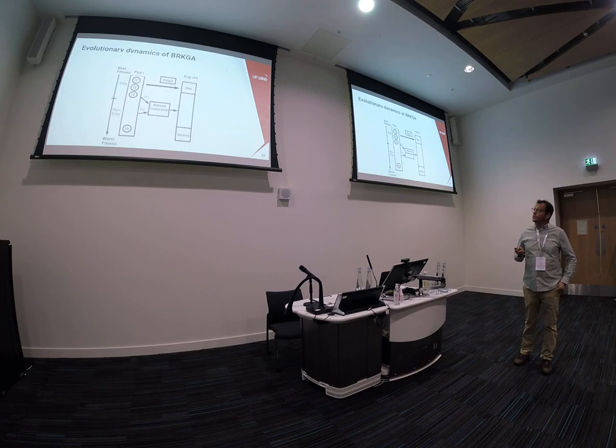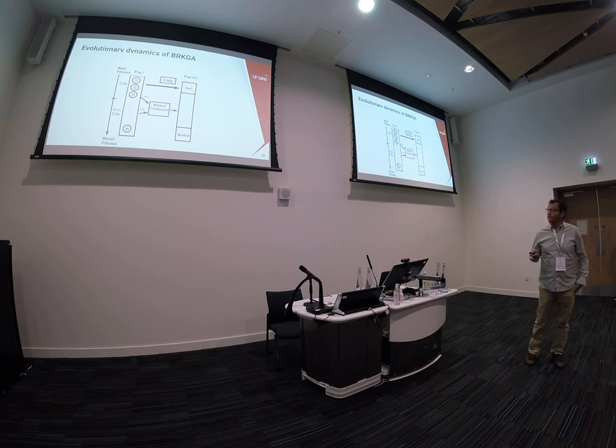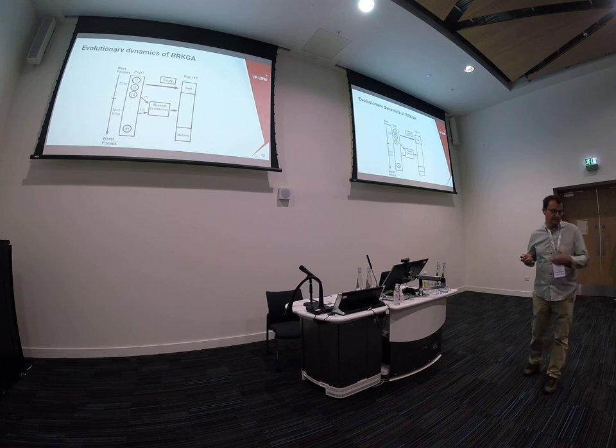Then we also illustrate here the evolutionary dynamics of BRKGA. 20% of individuals are copied to the next population. 60% of individuals are obtained by using the biased uniform crossover, and 20% of individuals called mutants are randomly generated to prevent the premature convergence of the algorithm.